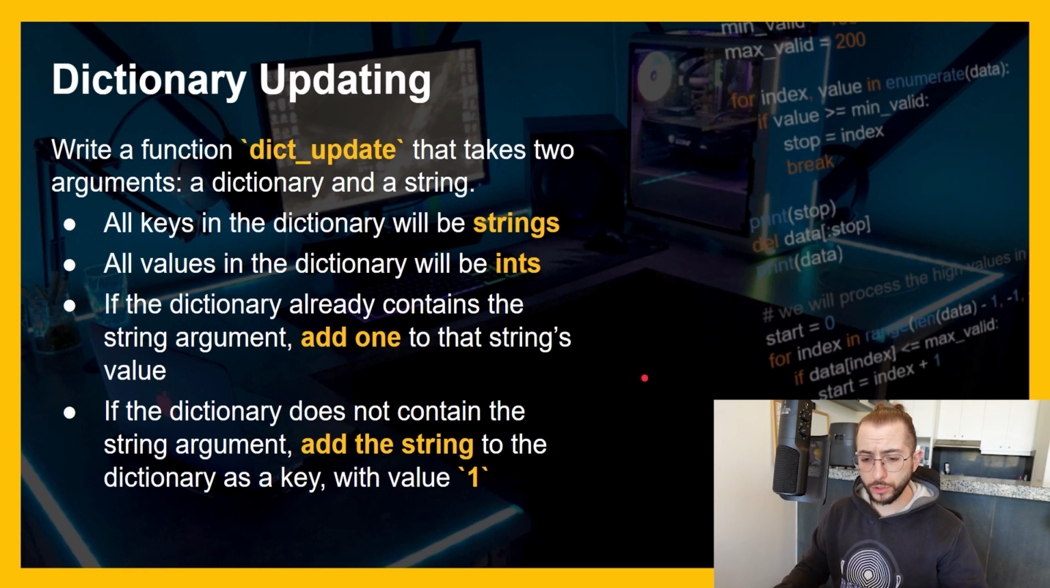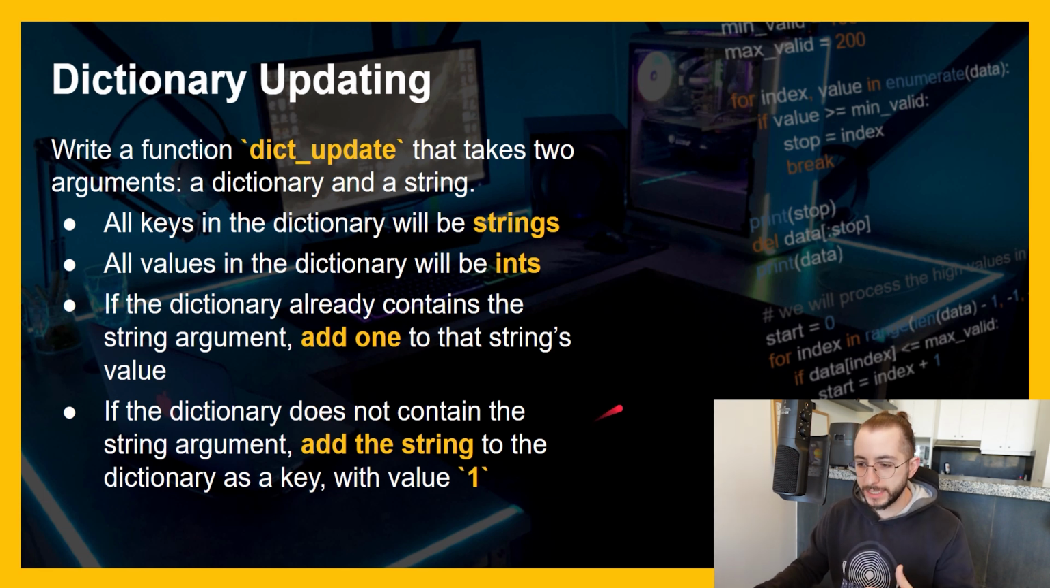So what I want you to do is first try and do this on your own and then look at the solution that I provide you in the next few minutes. So first of all, here's the exercise. I want you to write a function dictionary update that takes two arguments, a dictionary and a string. All the keys in the dictionaries will be strings. All the values in the dictionary will be integers, and if the dictionary already contains the string argument, add 1 to that string's value. And if the dictionary does not contain the string argument, add the string to the dictionary as a key with a value of 1.